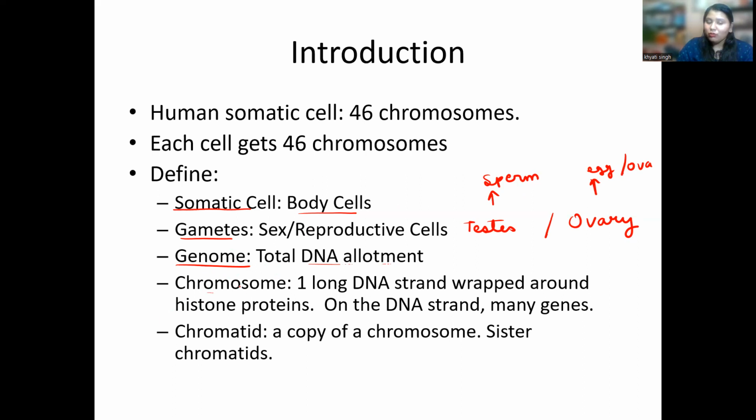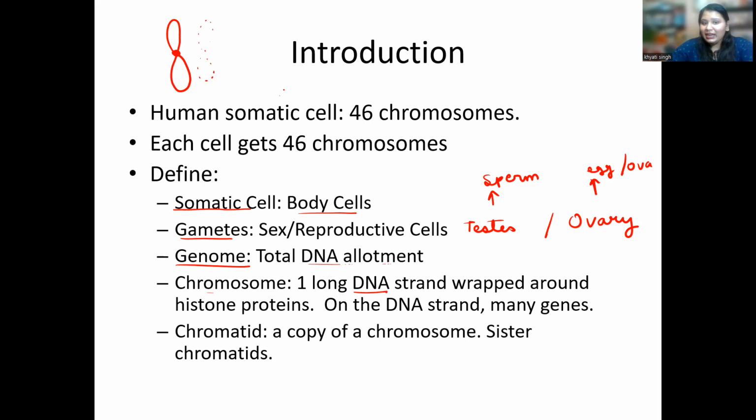Then what is a chromosome? A chromosome looks something like this. Can you see? It's a long thread. It is made up of thread, but this thread is arranged in a particular pattern. It is wrapped on some proteins, and those proteins are known as histones. So this particular thread is a DNA thread arranged on a protein.